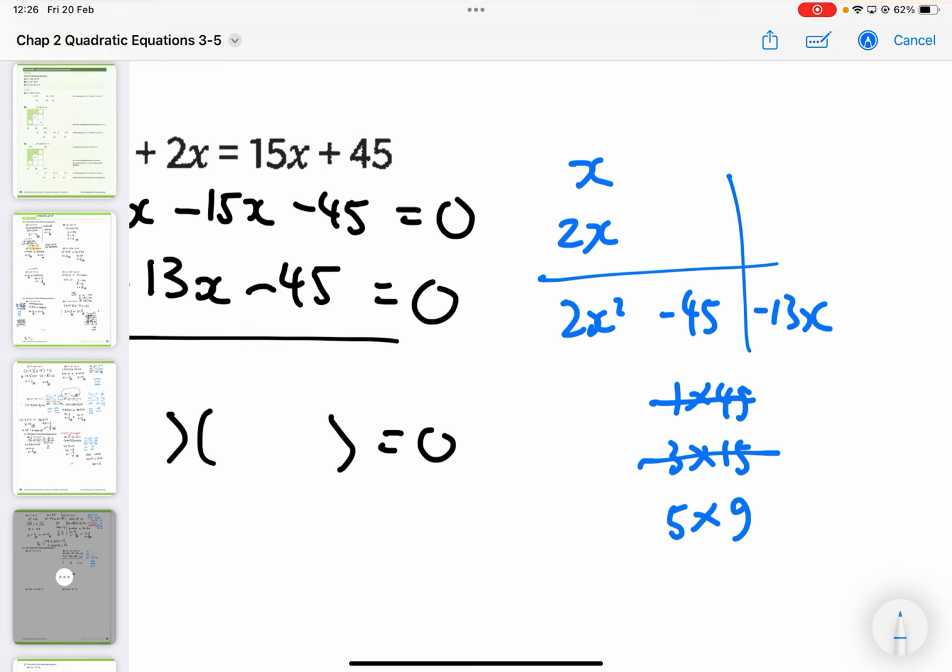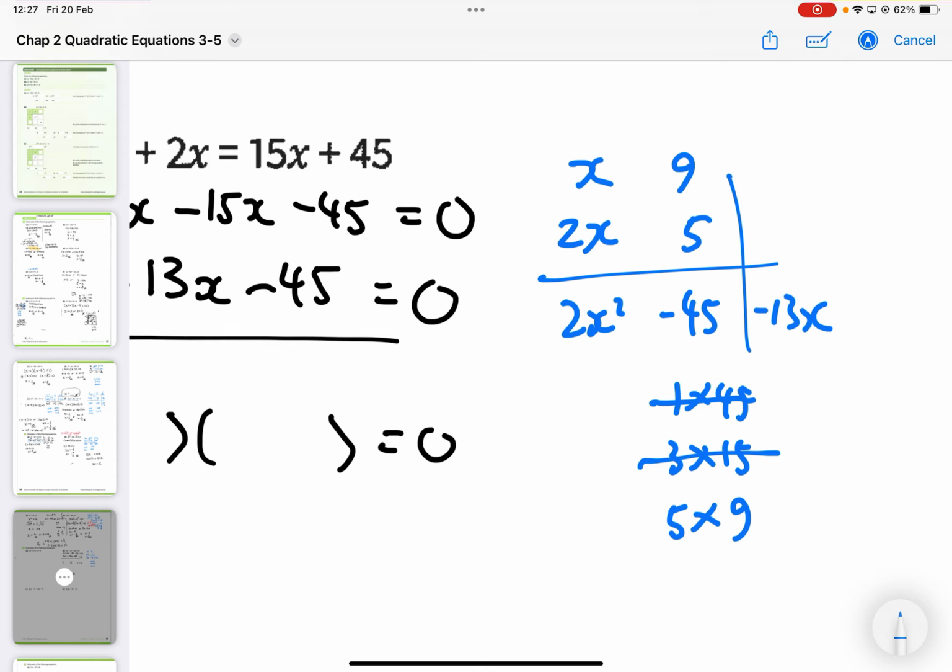Then 5 and 9. If I put 5 here, 5 times 2, 10. Then this one 9. 10 and 9 also cannot. Then the other way around. If I have 9 here, I have 5 here. 9 times 2, 18. 5 times 1, 5. 18 and 5. 18 minus 5 get my 13. Okay? So I must have 9 here, I must have 5 here.